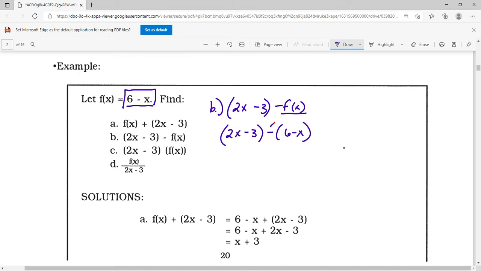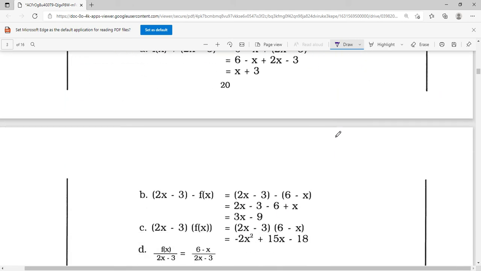First thing I'm going to do is distribute this negative sign. So I'll have 2x minus 3, and I'm going to distribute that, so that makes that be negative 6, and then that makes that one be plus x. Now I can put my x terms together, and I'll get 3x minus 9. Yep, there it is, 3x minus 9.